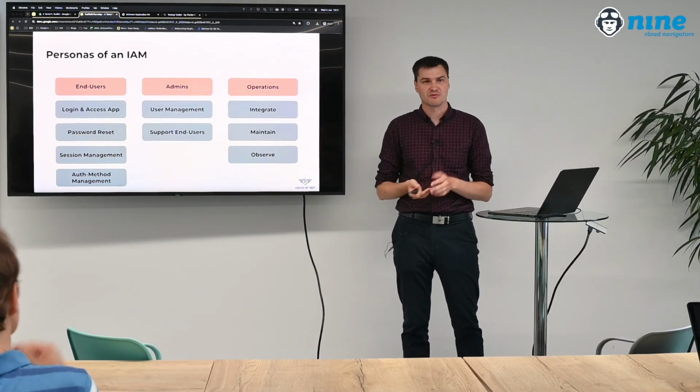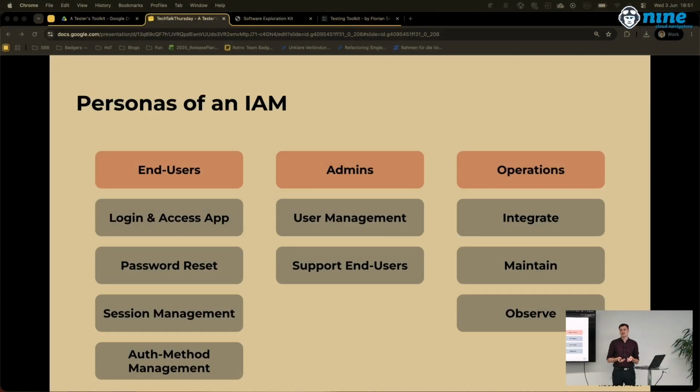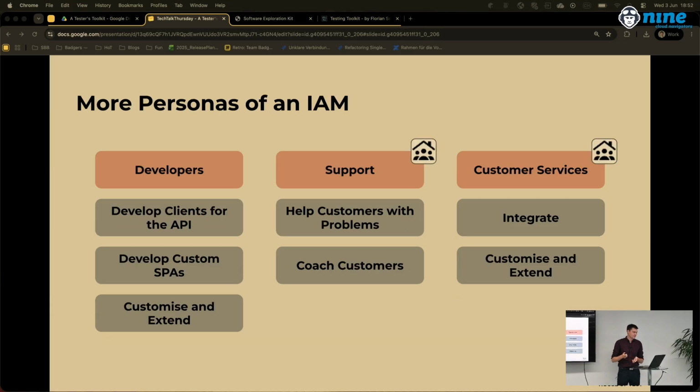And also operations, the people you give your software to operate, on-premise for example. They need to integrate it in their infrastructure. They need to observe this with good logs and metrics and observability. And they also need to maintain it, to update it, to do database updates and stuff like that. And it doesn't stop there.